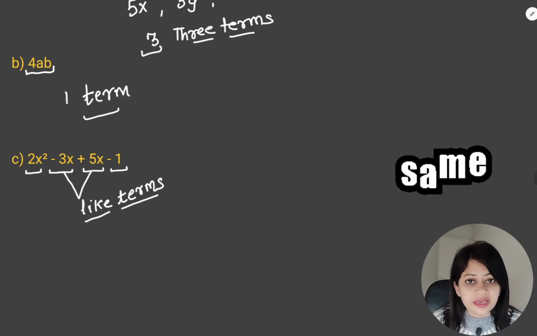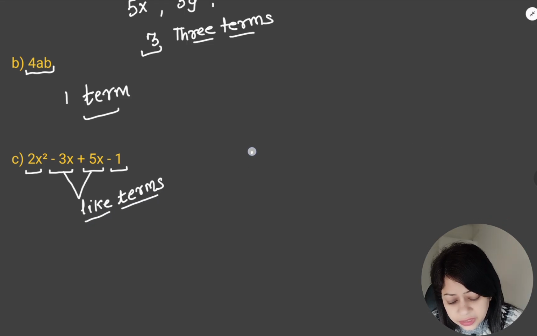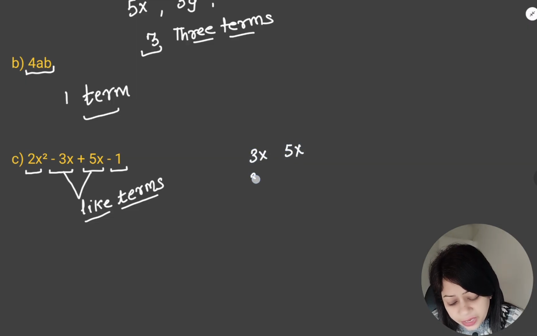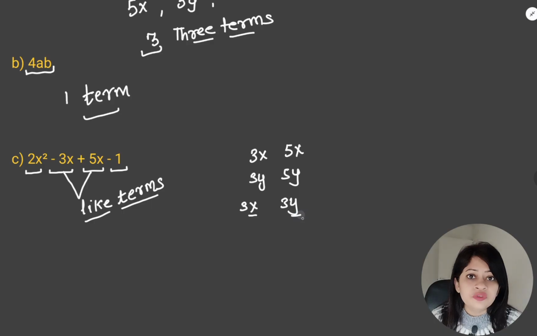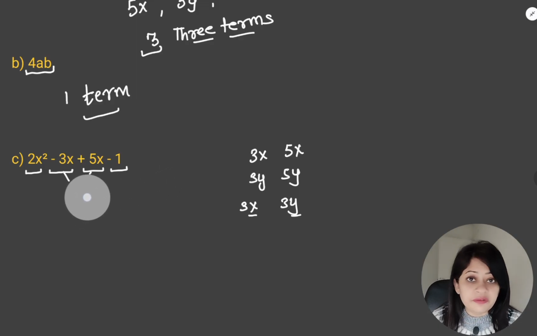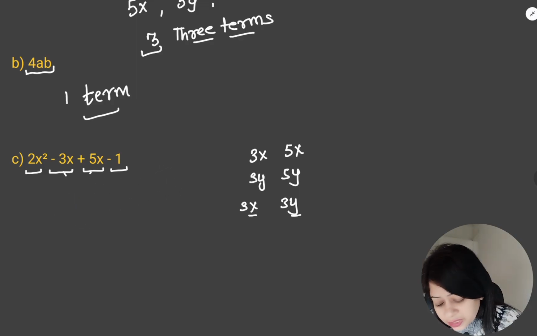Same means they are like, okay? Like 3x, 5x, they are like. 3y, 5y, they are like. But 3x and 3y, they are not like. The variable part should be the same to become like terms, okay? So here they are like terms. So if they are like terms, you will not count them as different terms. In such cases, you just add them first.